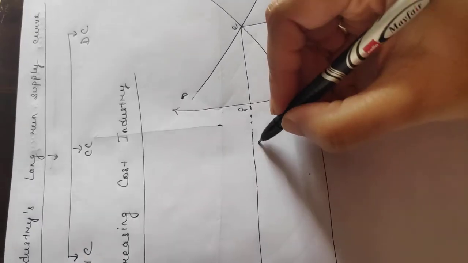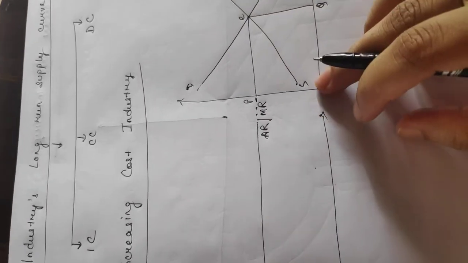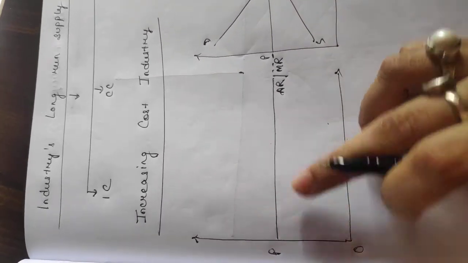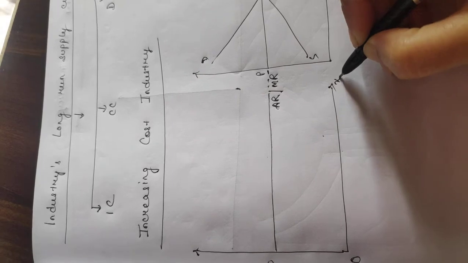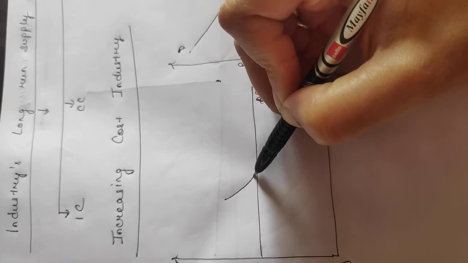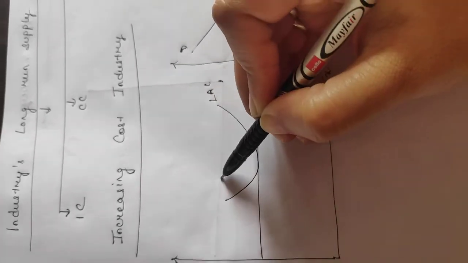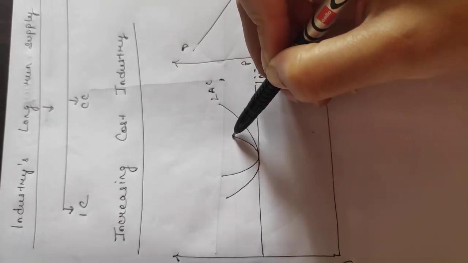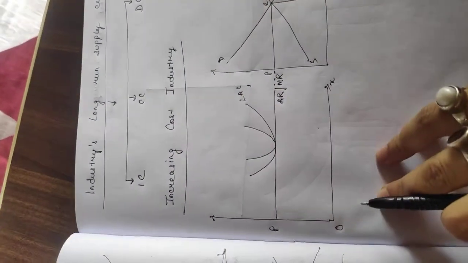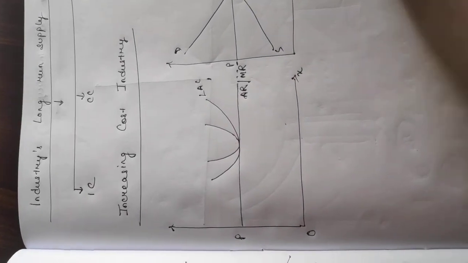At this particular price, the AR as well as the MR curve of the firm are constant, and AR equals MR, and both the curves are horizontal straight lines parallel to the x-axis. Now we will draw the LAC curve like this, and then we will draw the SMC curve like this. Because we are talking about the long run supply curve, both the short run as well as the long run concept will come, and why it will come I will explain later.